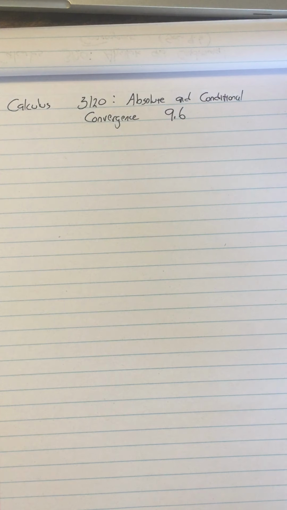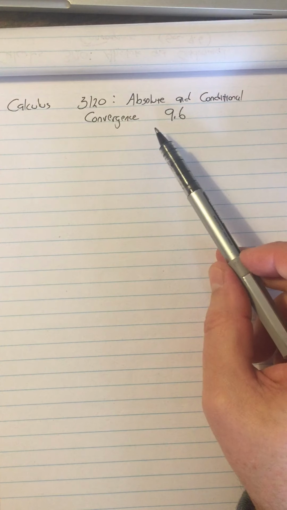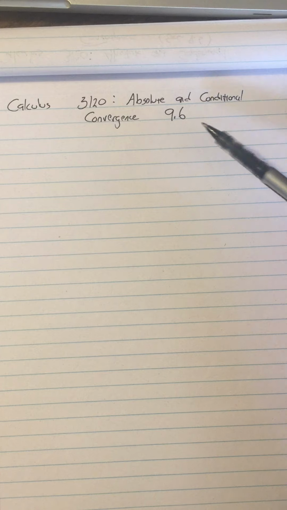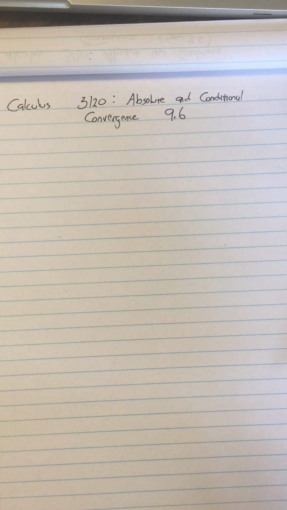So this is a calculus lecture for Friday, March 20th. It's absolute and conditional convergence. That's the first part of section 9.6 in your Stewart-Kokoska. There's a couple more parts to it, but we're going to start with this.